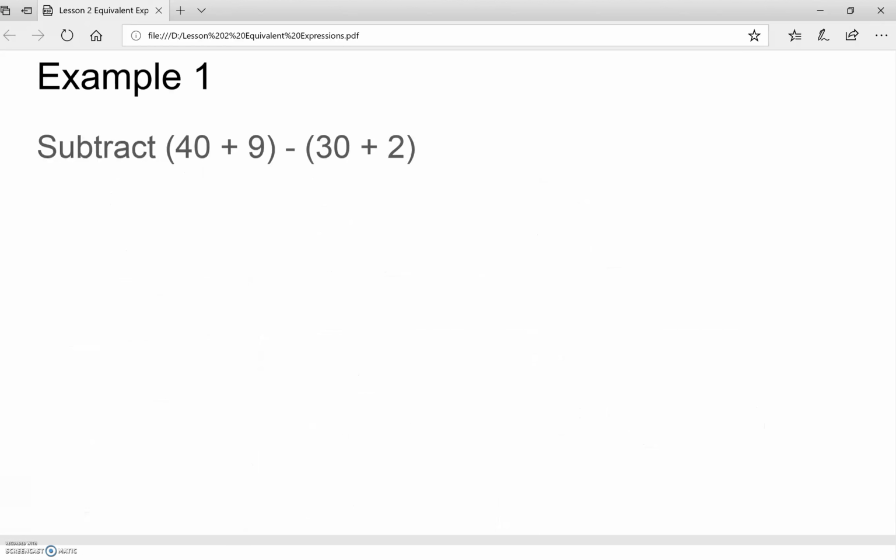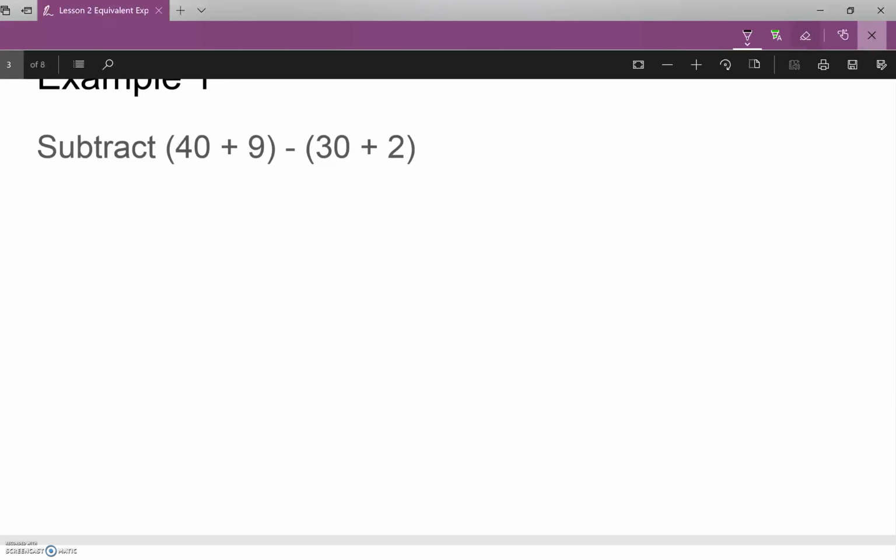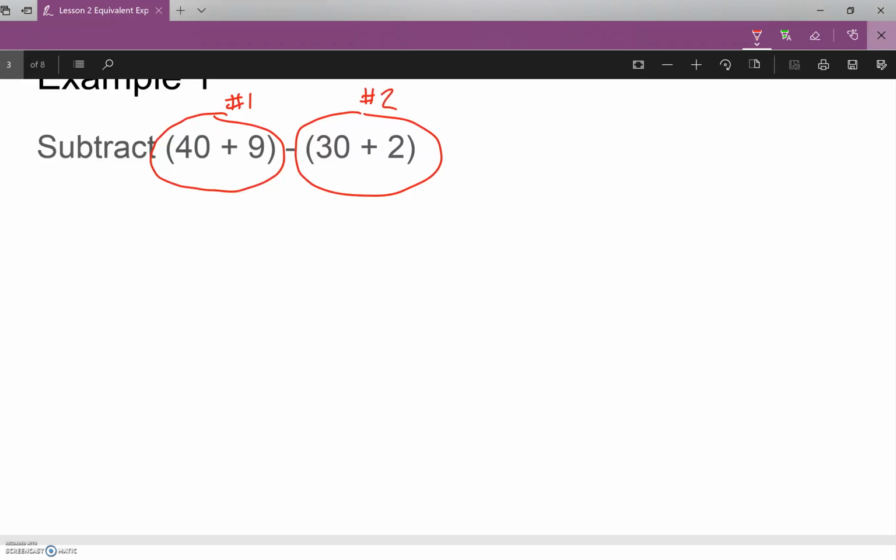So looking toward the bottom of your paper, it says example 1, subtracting expressions. First thing you need to understand is how many expressions we have here. Here is our first expression, and here is our second expression. So expression number 1 and expression number 2.